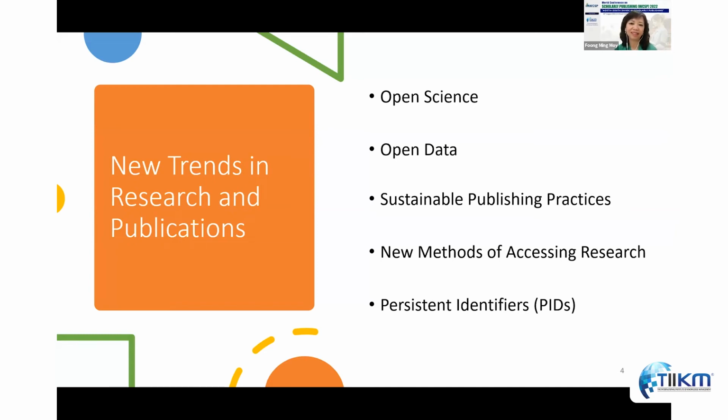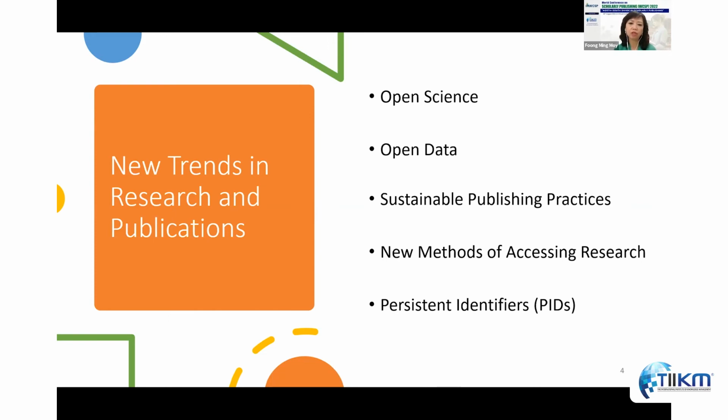Actually, if they realize that something is wrong, they could check, or they could have more information about the study, right? And also sustainable publishing practices, meaning that in terms of preventing climate change, we don't print, not so many print journals are being produced, but more online journals.